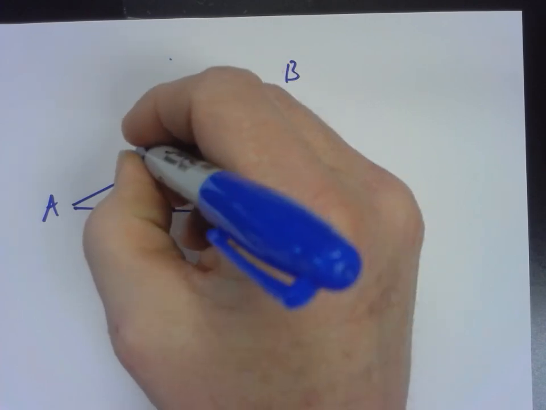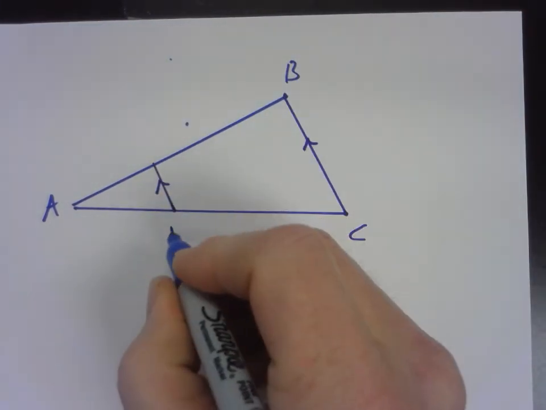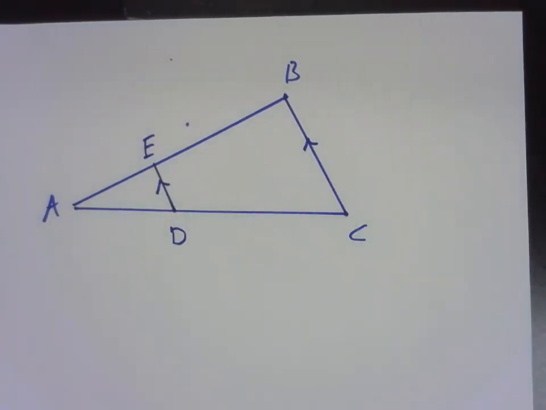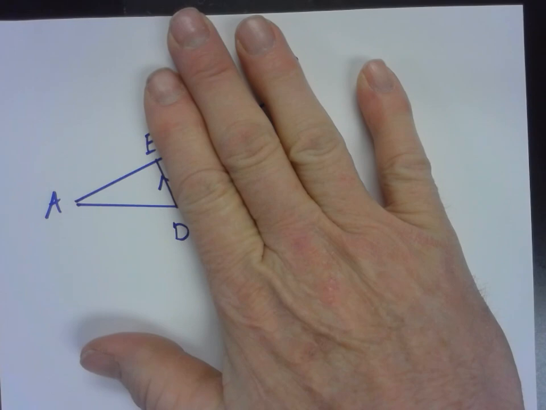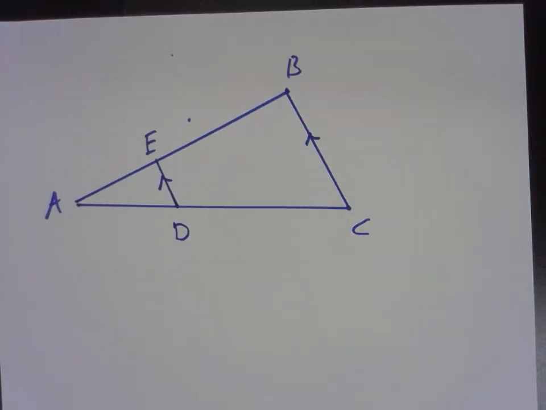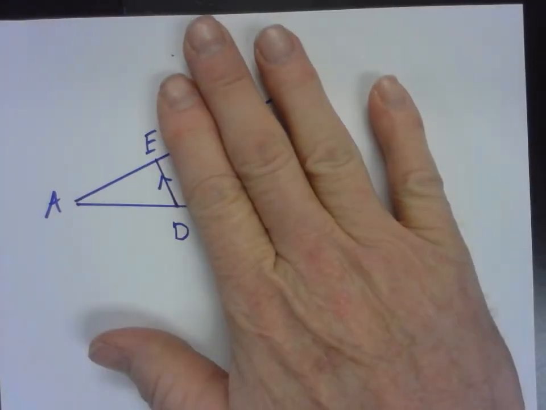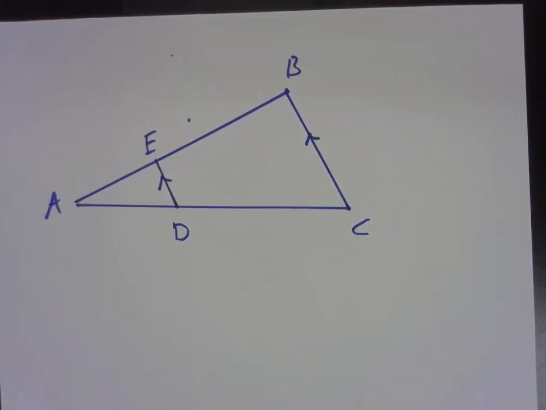We'll call this ABCDE here. Okay, so if you look at the big triangle ABC in comparison to the little triangle, are they proportional? Are they similar triangles? Are they proportional? Yes. All right. Okay. How do we know?